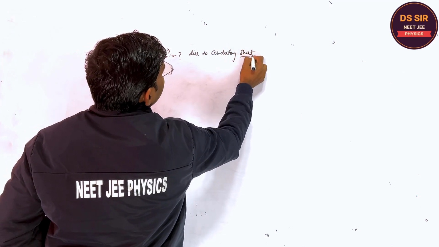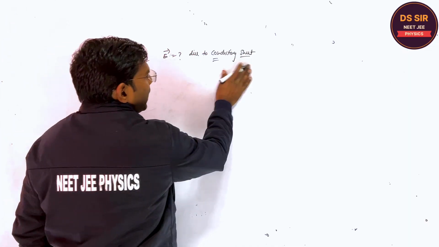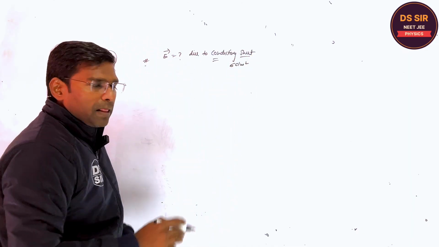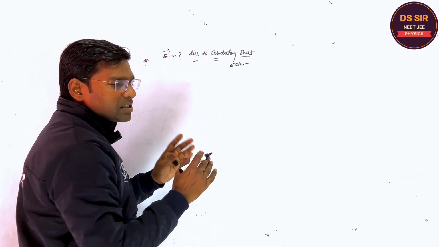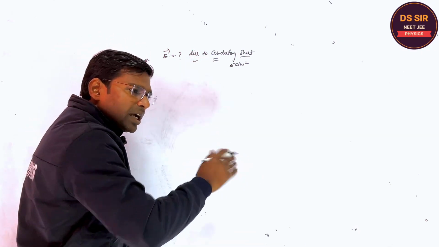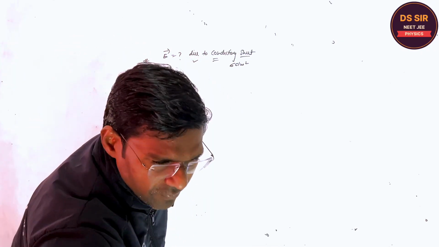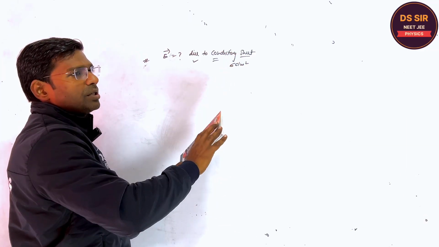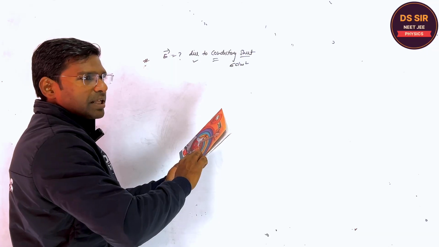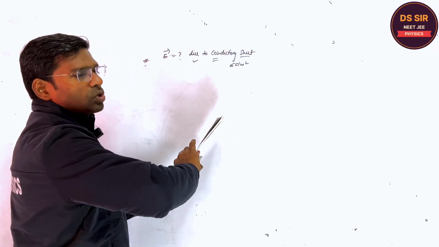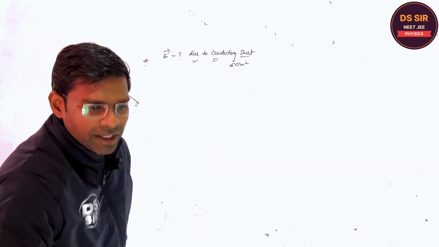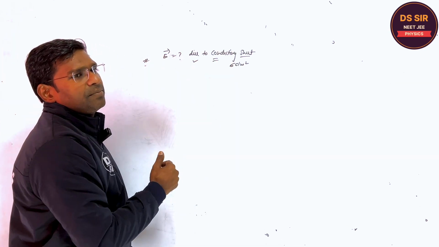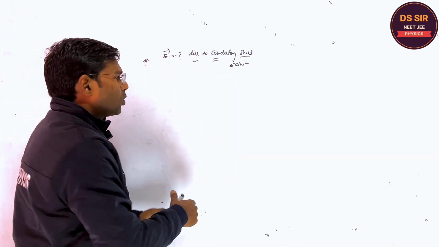What is the difference between conducting and non-conducting sheet? Having surface charge density sigma coulomb per meter square. The property of the conductor is that the charge resides on both surfaces. Suppose this is the iron sheet. The property of this sheet is that the charge will be on this side and also on this side. It is never possible that the charge on the sheet is always on one side. Charge is always on both sides.